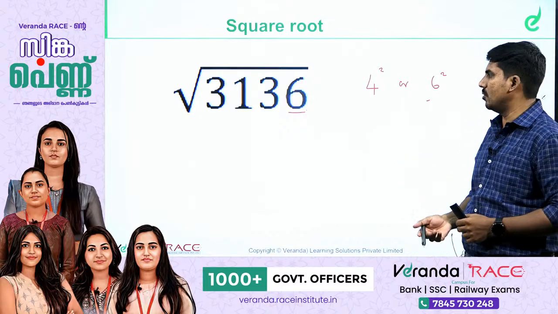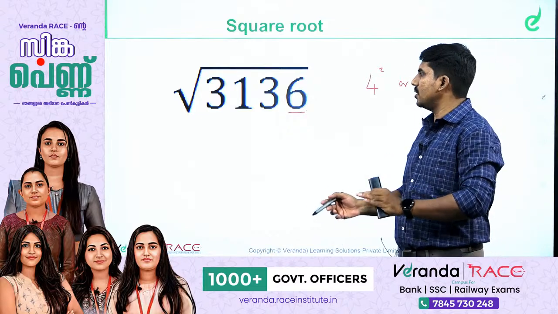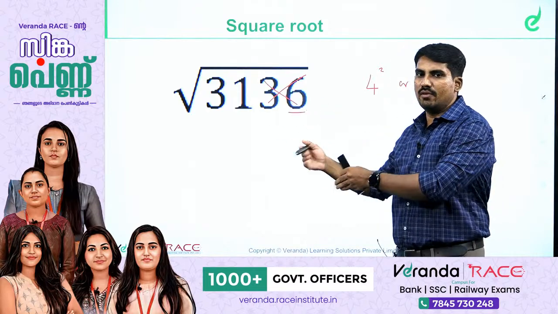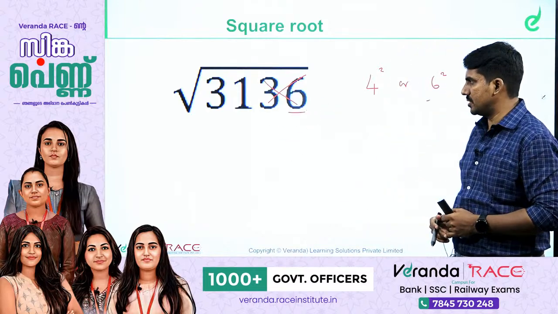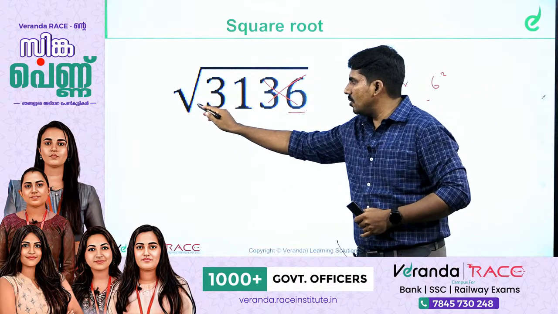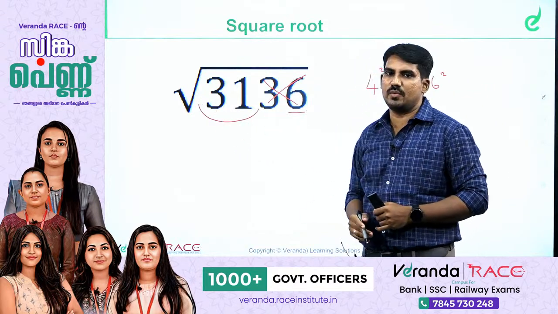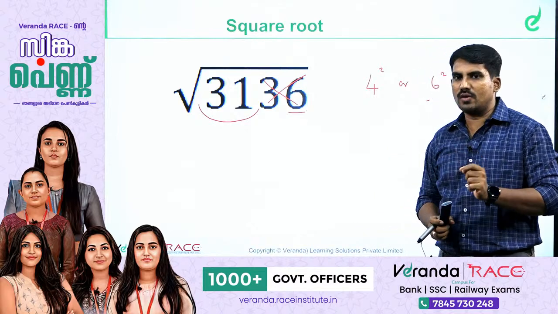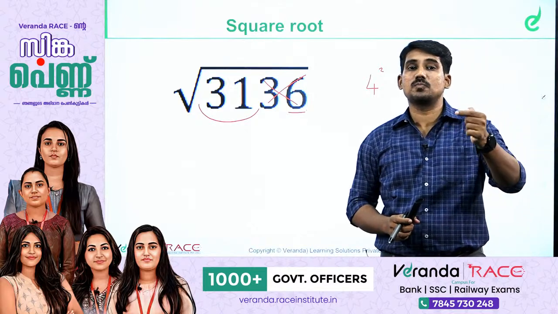Now next, for a square root shortcut, eliminate the last 2 digits. Leave the last 2 digits, cancel them. Right? Now take the remaining value. What is the remaining value? 31. Now what we have to do is find the previous perfect square.